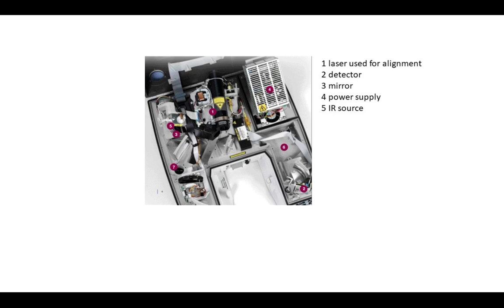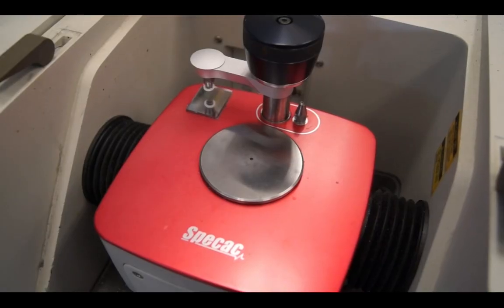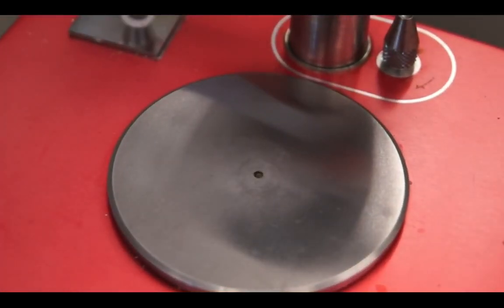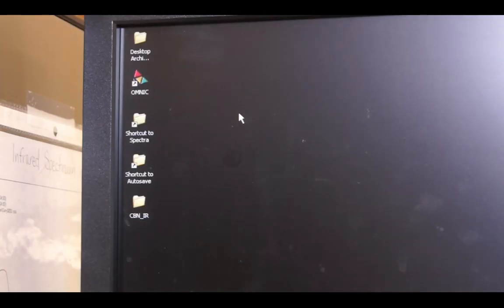And so this is the interior of an infrared spectrometer. This is actually of a newer IR instrument I have in the lab. I still prefer the older instrument that I showed you initially, but I only had an interior picture of the newer instrument to show you. Anyways, I think it just looks cool. It has a laser that we use for alignment. It has a detector, mirrors to move the infrared light around the instrument, a power supply, and then of course the IR source.